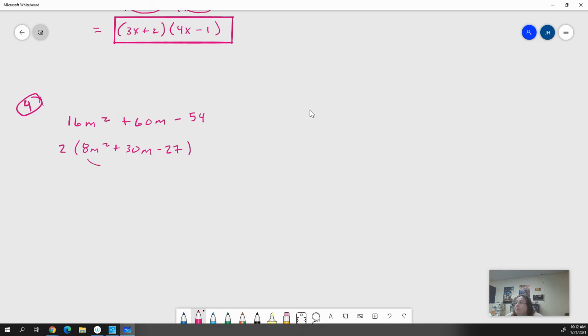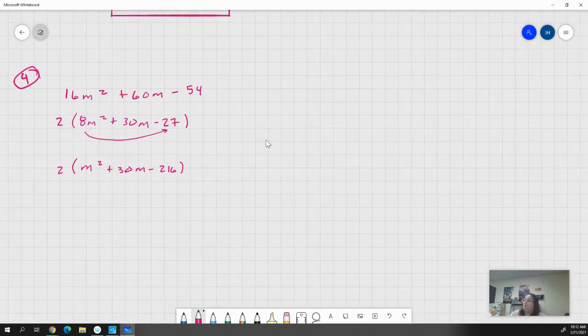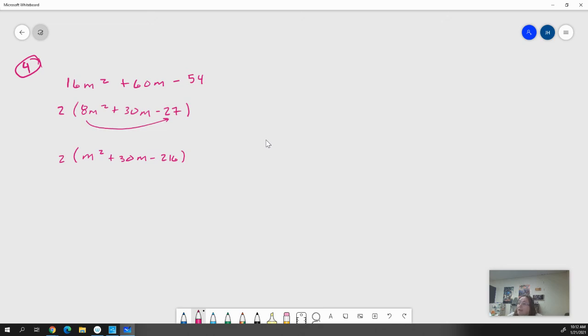I'm going to rewrite the problem multiplied by 8 times 27. So I'd have 2m squared plus 30m minus 216. And it is a lot easier to find the factors of 216 than it is to find the factors of 864, right? What did we multiply by? We multiplied by 8. So we want to remember at the end that we have to divide the 8 out. I always write it to the side.